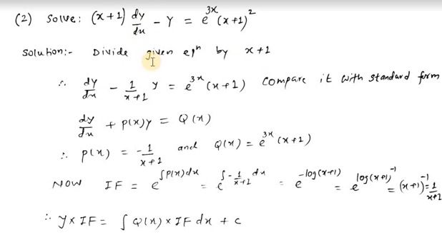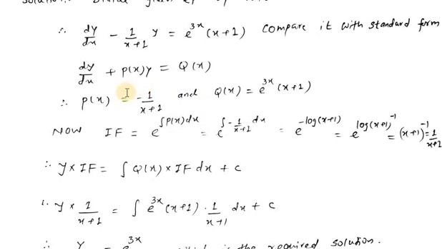So dividing this equation by x plus 1, we have dy by dx minus 1 over x plus 1 into y, that is equals to e raised to 3x, and one time x plus 1 will cancel out. So it will become e raised to 3x into x plus 1. Okay. Now this is in standard form. So now we will compare this with the standard form, that is dy by dx plus p of x into y equals to q of x.